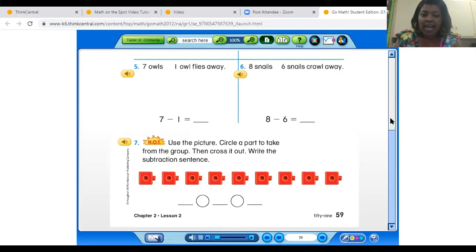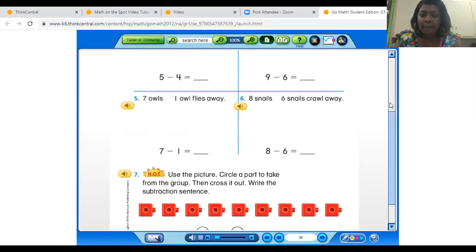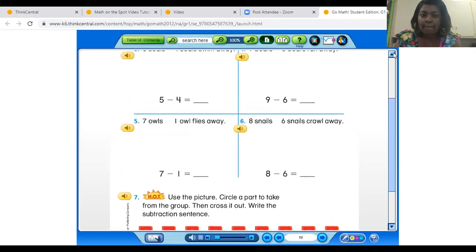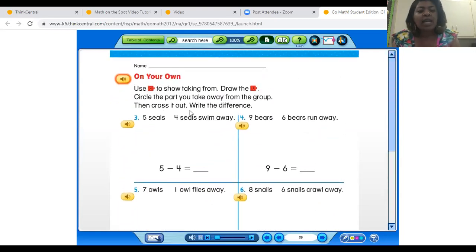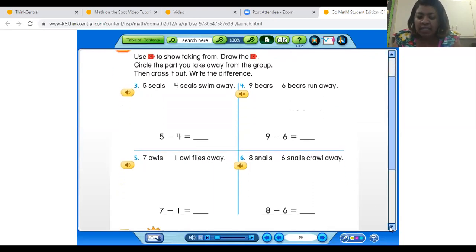All right, let's see what we have going on here. We have the same concept of taking away, and I want you to model it or draw it. There are 5 seals and 4 seals swim away. So I want you to draw what that looks like. 5 are there, 4 swim away. So what is the difference? What is 5 minus 4? The same for number 4, 5, and 6. I want you to draw what that looks like.